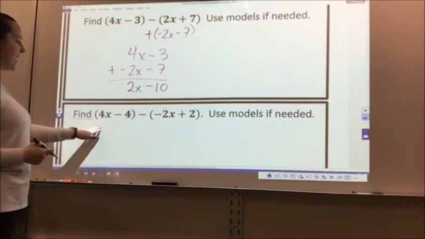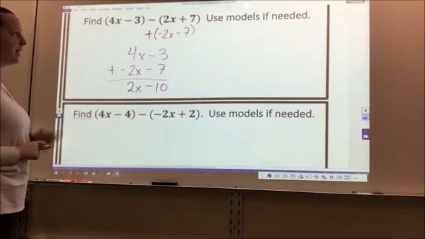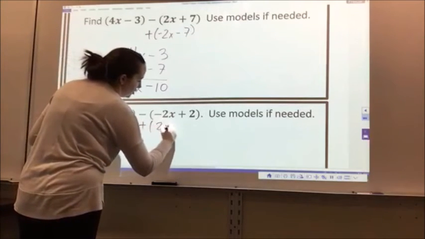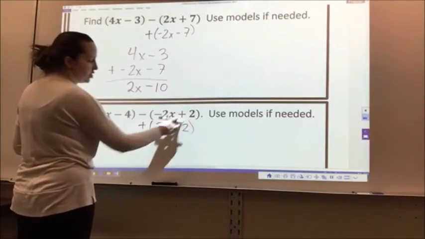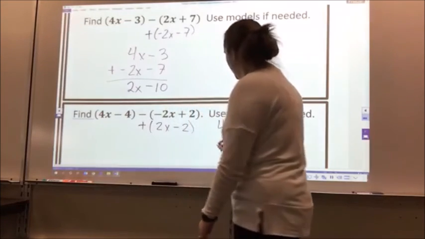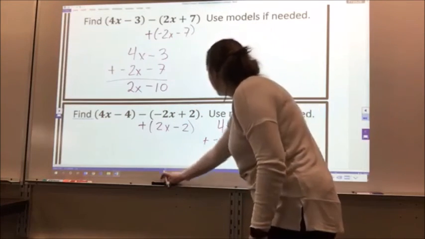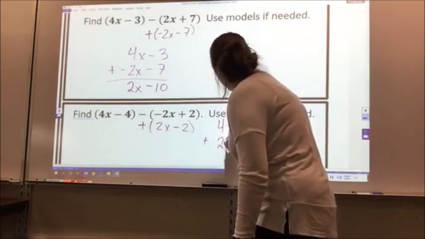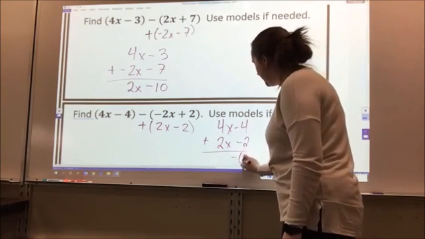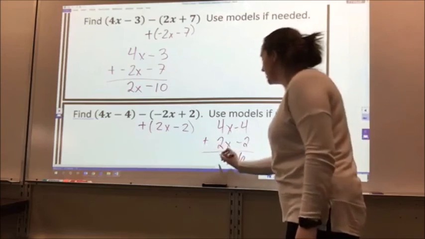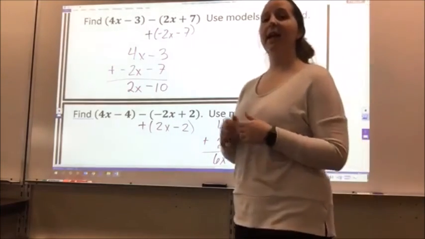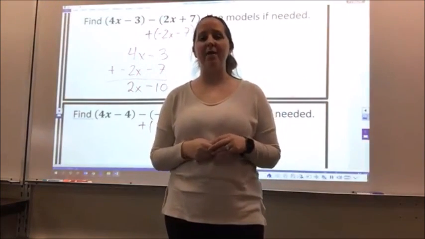Then I have find 4x minus 4 minus negative 2x plus 2. Again, I'm just going to use the additive inverses. So this becomes positive 2x minus 2. Again, I just switched my signs. Okay, and I add these together. 4x minus 4 plus 2x minus 2. Negative 4 plus negative 2 gives me a negative 6. 4x plus 2x gives me a positive 6, so 6x. And that is the end of Chapter 5, Lesson 7.